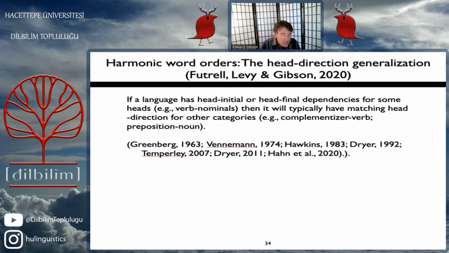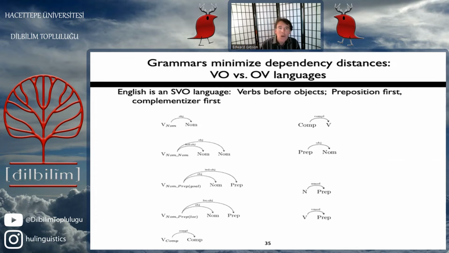So I just want to show you how it works. So here's English. It's an SVO language. Here are all the verb initial word orders for different kinds of argument structures. That's a transitive kind of verb, like, I don't know, kick or bake. This is a double object. This is like a noun and prepositional phrase object or something.